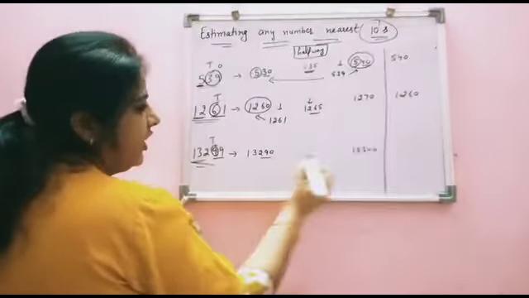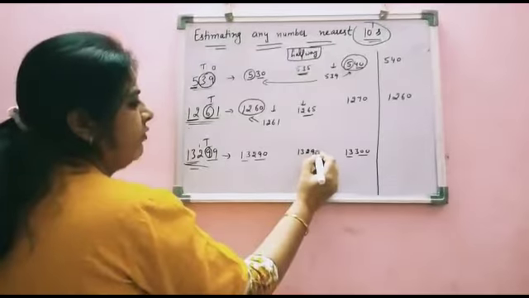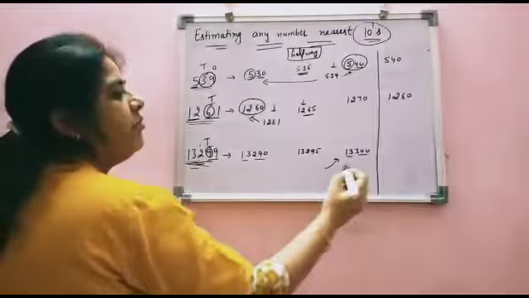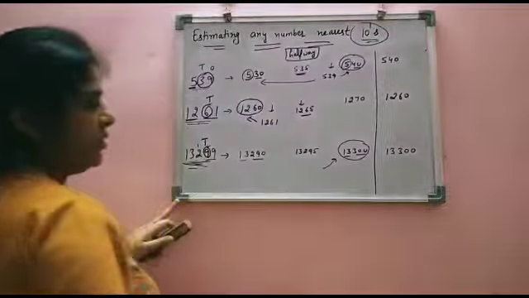So what is the halfway? 1295. This number is more than the halfway, so it will be estimated to this. So this number is near about this.